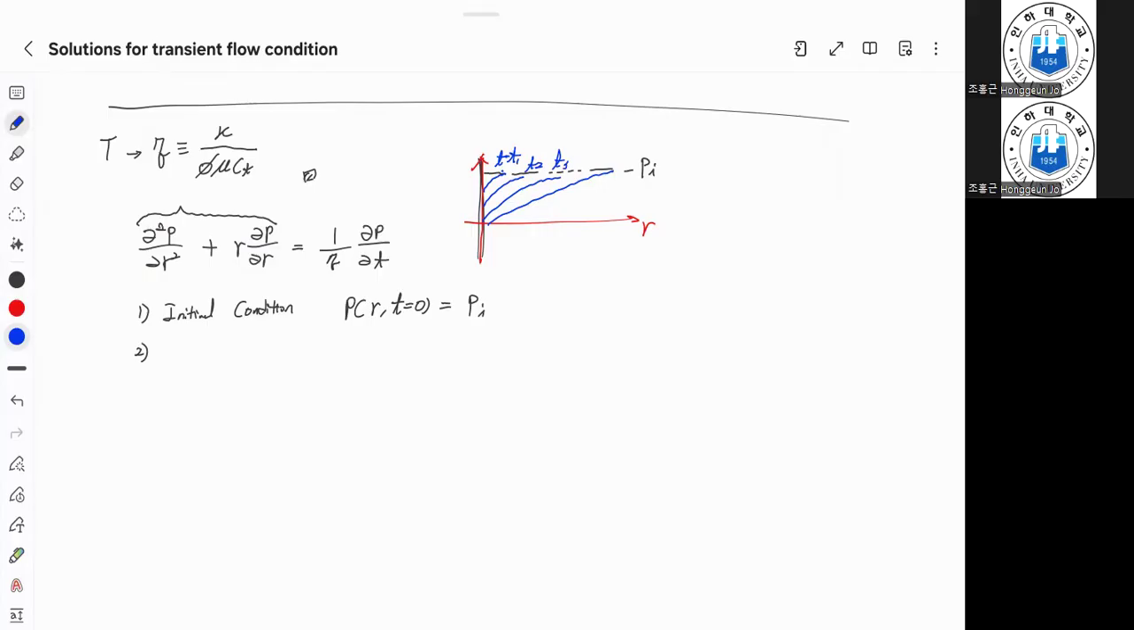So we need two boundary conditions. One is at the location of the wellbore, and the second is at infinite distance. While transient flow is occurring, when the distance goes to infinity, we know that the pressure is equal to the constant initial pressure.